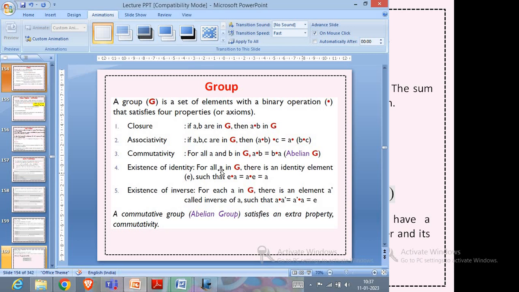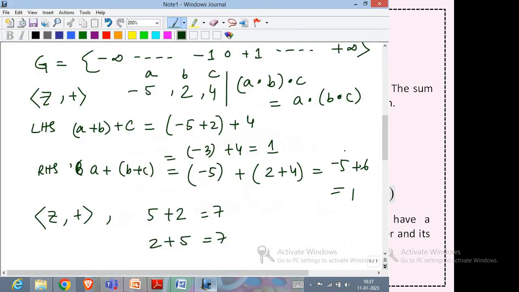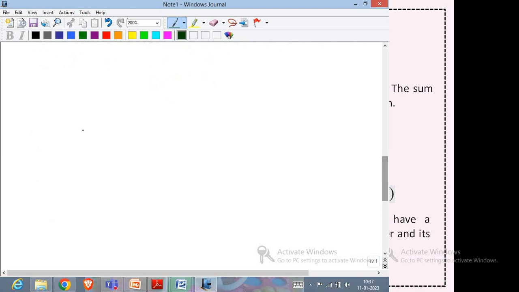So let's take an example for it. This is a very interesting example that we come across. Let me write it down for the time being. So we have the identity element. The formula that we have is A dot E equal to E dot A, that is equal to A. Okay, so that's the idea.